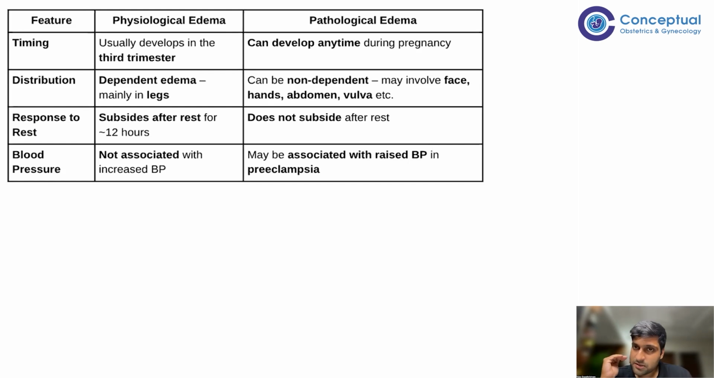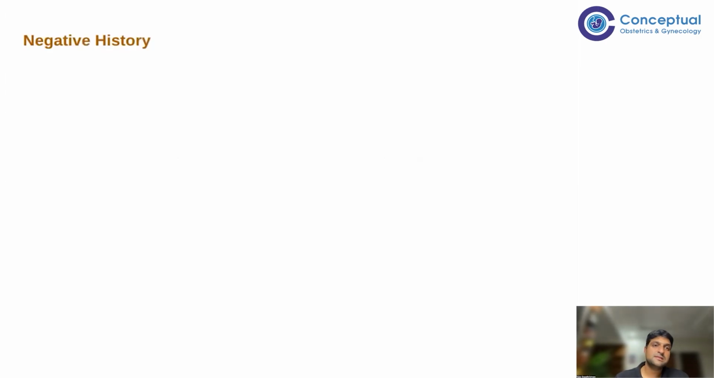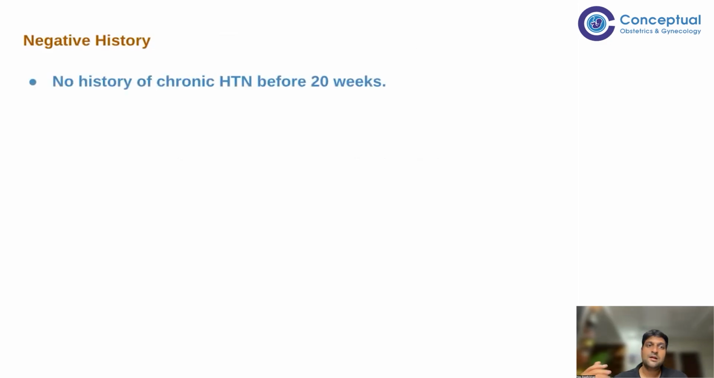If you cross these many questions, the next question the examiner will ask you for the patient is this: what are the histories that you have taken to rule out other causes? Is there a history of chronic hypertension? That is history of increased blood pressure before 20 weeks? Yes, then it is chronic hypertension. No, then it might be preeclampsia.